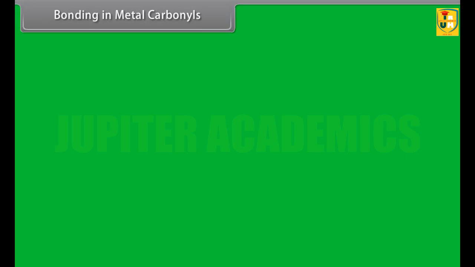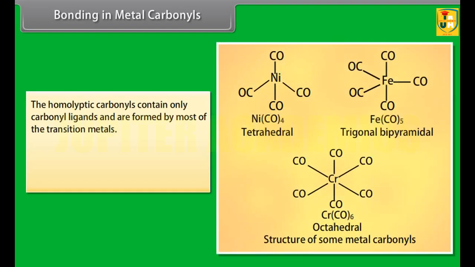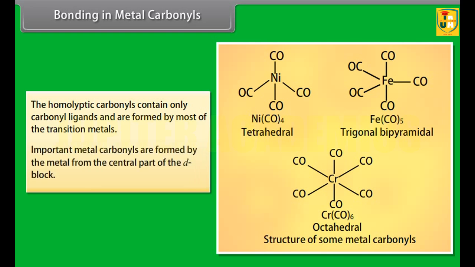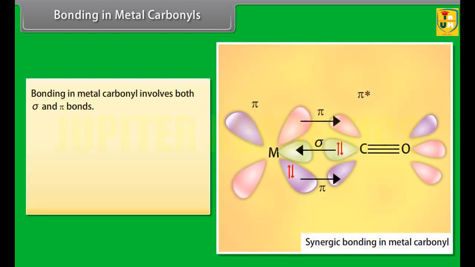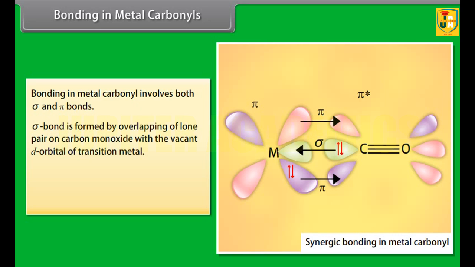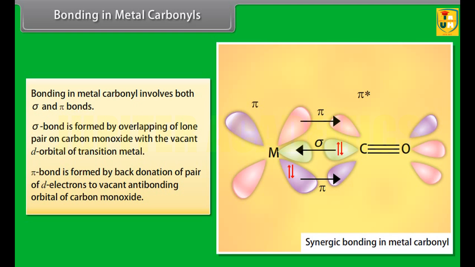Bonding in metal carbonyls. The homoleptic carbonyls contain only carbonyl ligands and are formed by most of the transition metals. Important metal carbonyls are formed by the metals from the central part of the d block. Bonding in metal carbonyls involves both sigma and pi bonds. The sigma bond is formed by overlapping of the lone pair on carbon monoxide with the vacant d orbital of the transition metal. The pi bond is formed by back donation of a pair of d electrons to the vacant antibonding orbital of carbon monoxide.